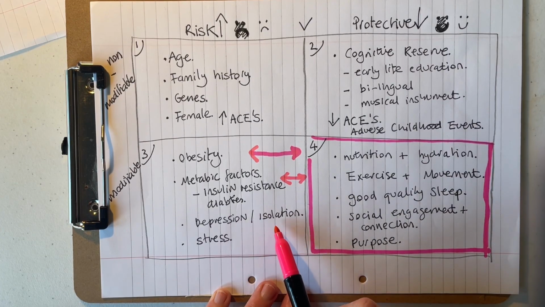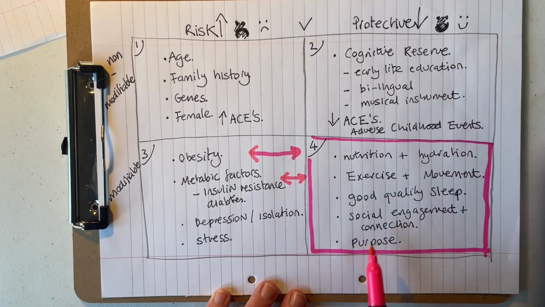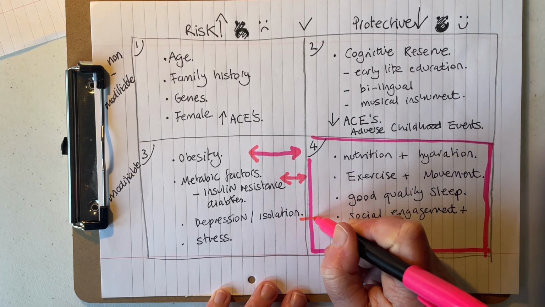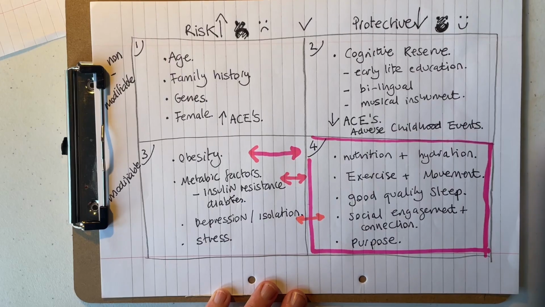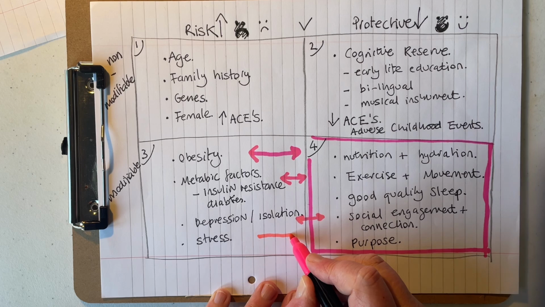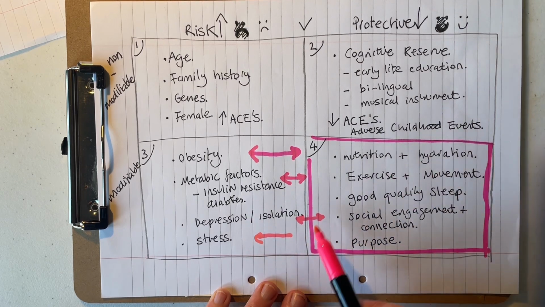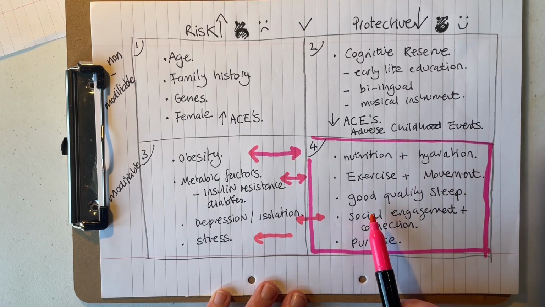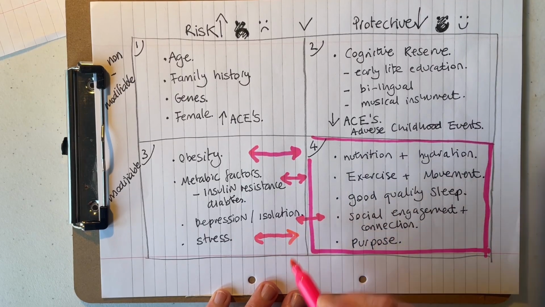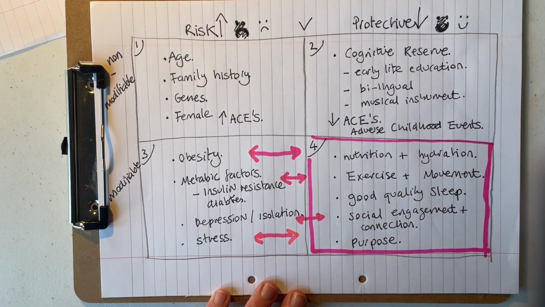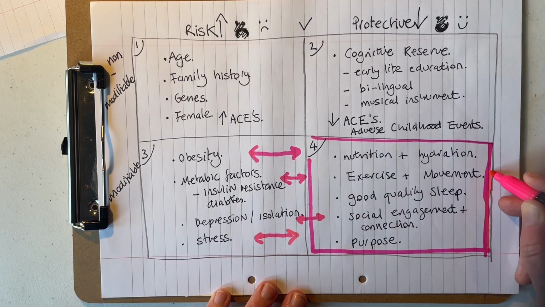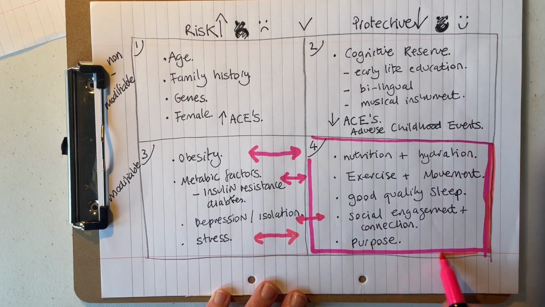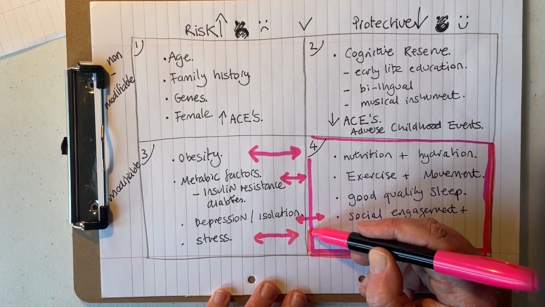And then depression, isolation, connects to social engagement and purpose. And the same with the last one, in that stress can relate to potentially all of those. Like if you eat well, you move and do exercise, you get good sleep, you have friends and you have something meaningful to do, it's possible that you're less stressed. So that is why I believe we should focus on this area.